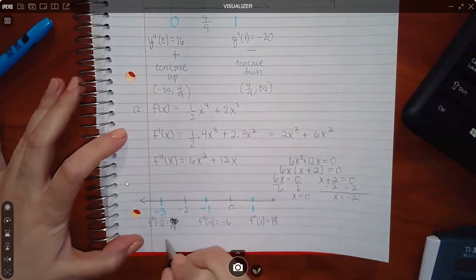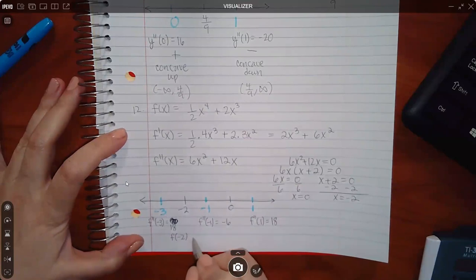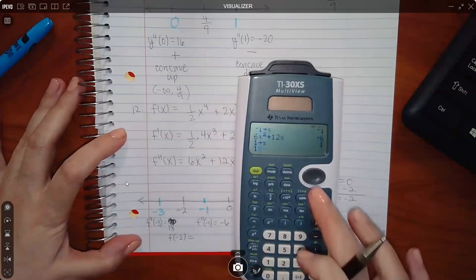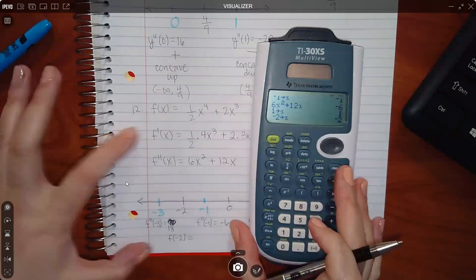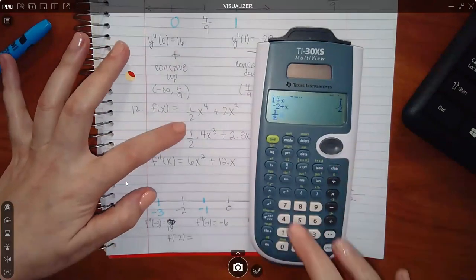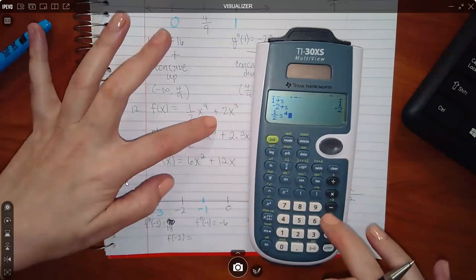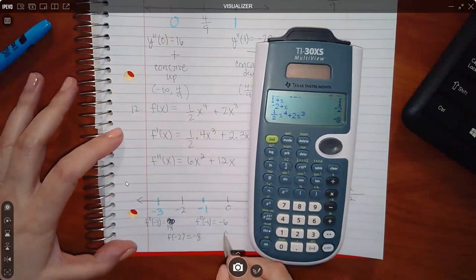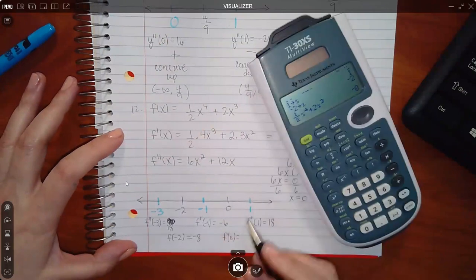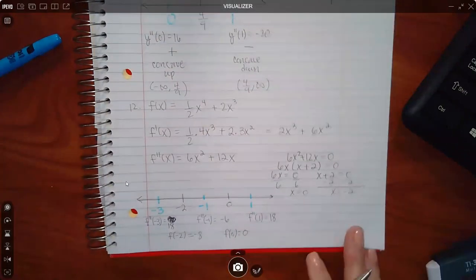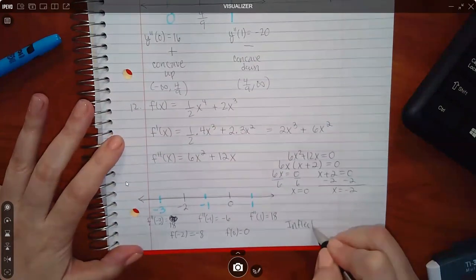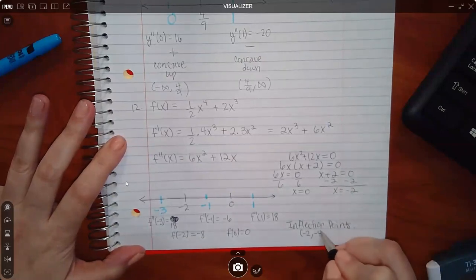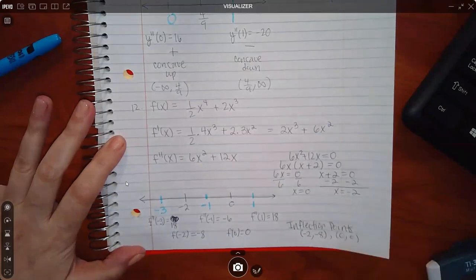So let's see. We know we need to figure out f of negative 2. Negative 2 stores x. I don't want to have to type that in there twice, so I'm just going to type it in once. X to the fourth, plus 2x to the third, and hit enter. So I get negative 8, and then f of 0, well, that would just be 0, right? So my inflection points are negative 2 for x and negative 8 for y, and then 0 for x and 0.